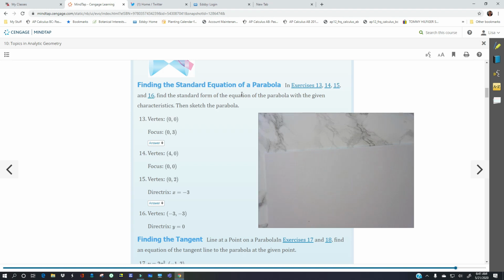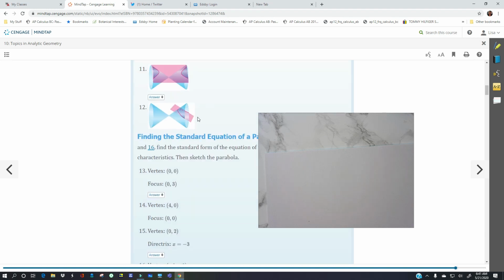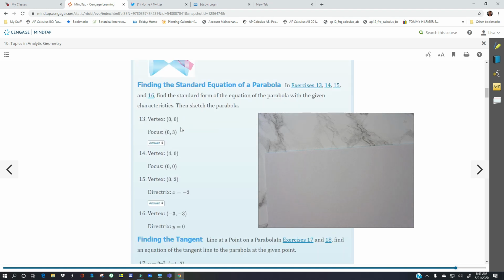And what you can do for practice is you can do the odds, right? Because you can check the back of your book for the answer. And if you are not getting something right, then you can send me a message and I will help you.